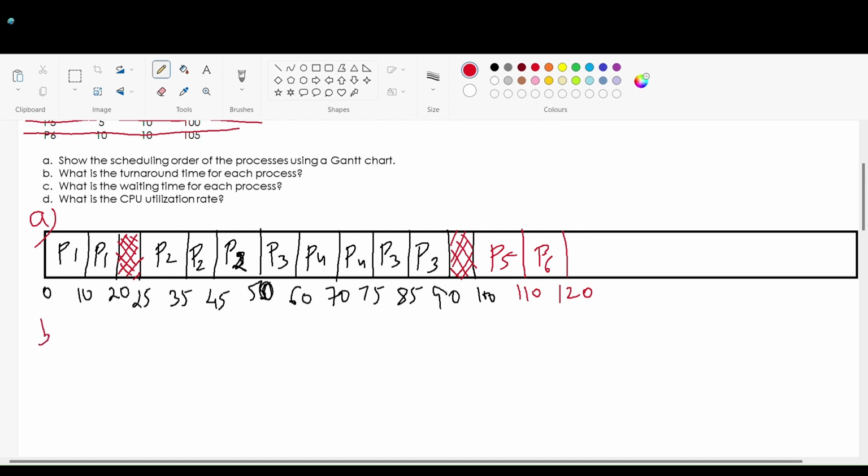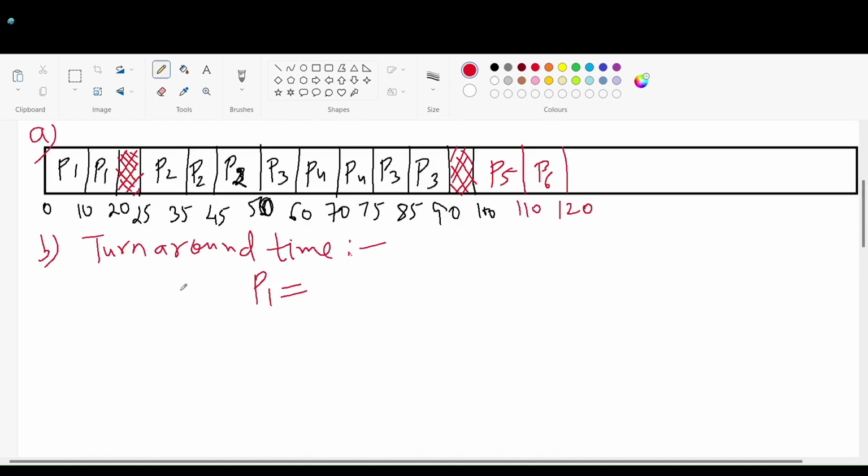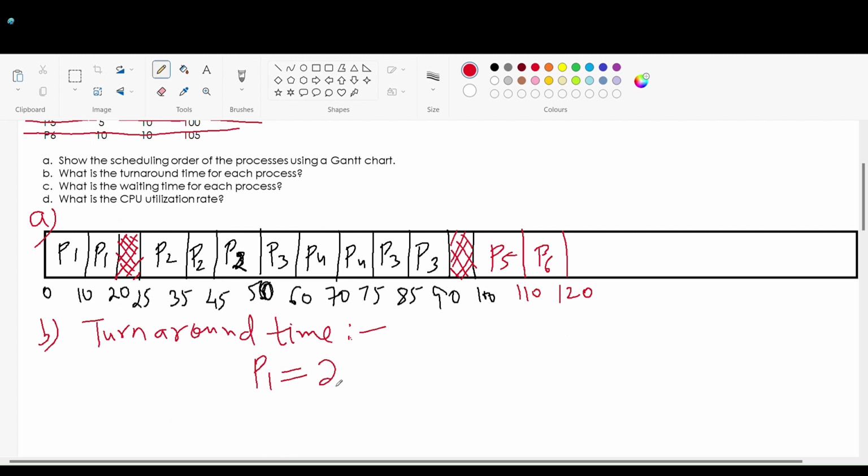Okay, so turnaround time, do you know what turnaround time is? Turnaround time is the time taken by the process from entry to exit. The process enters into the system and exits from the system. The time duration from the entry to the exit. Clear? So, turnaround time of process P1. What is the turnaround time of process P1? Process P1 enters into the system at 0 and exits from the system at 20. So what is the turnaround time? 20, 0 to 20. So the turnaround time of process P1 is 20.